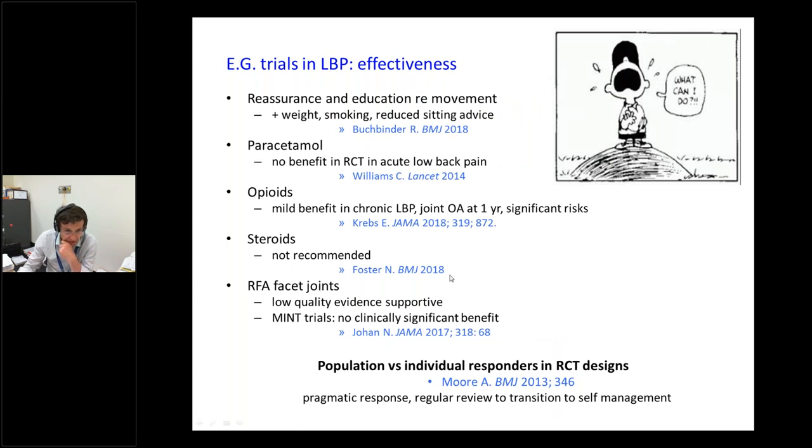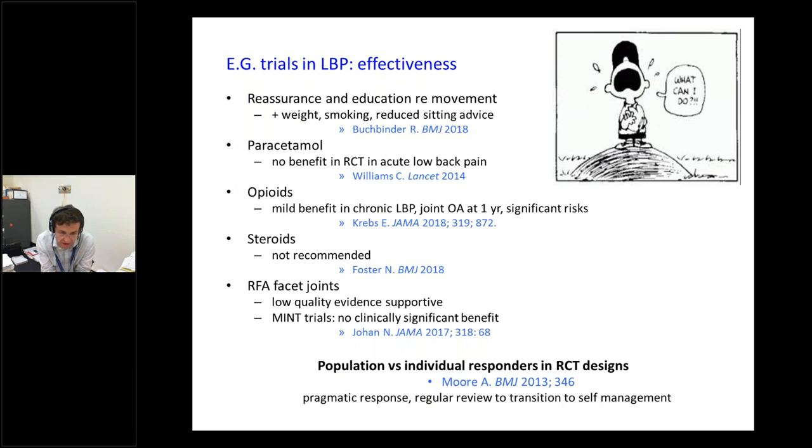This slide is about the difficulty in the trials, where we will say nothing works, there's no evidence for that. Part of that is because if you look at a population base, there's a lack of evidence across the population, but within that population, there appear to be responders, whether it be to paracetamol or opioids. This example is low back pain.